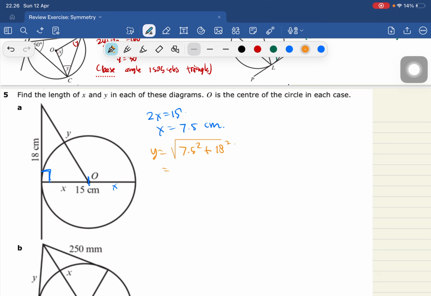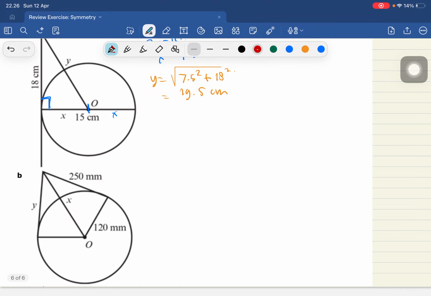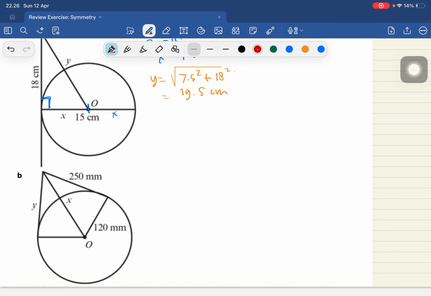So let's use a calculator. The square root of 7.5 squared plus 18 squared. Here the answer is 19.5 centimeters for the y. Okay, next B. If this is 120, this is the radius, also the radius, so 120 millimeters.